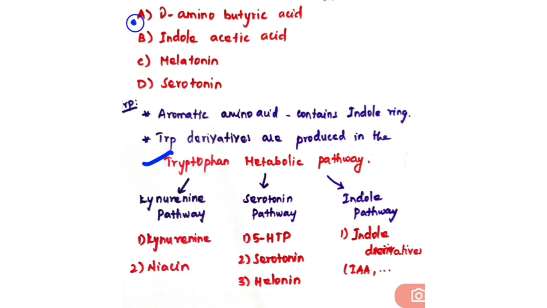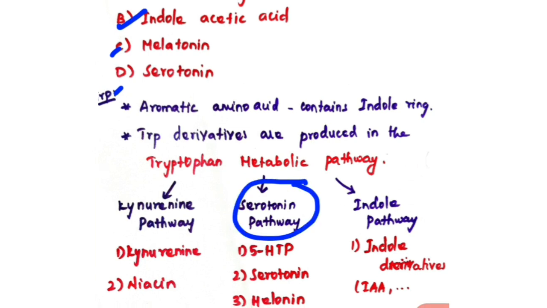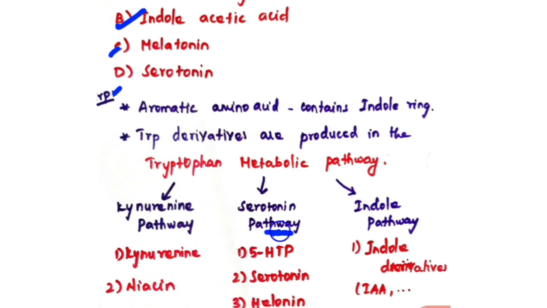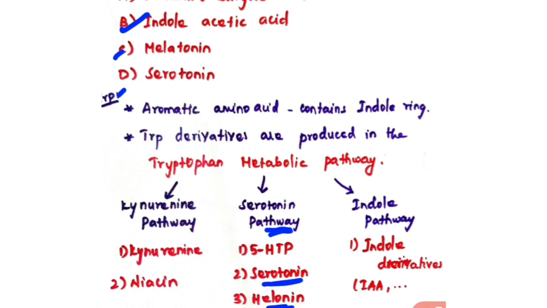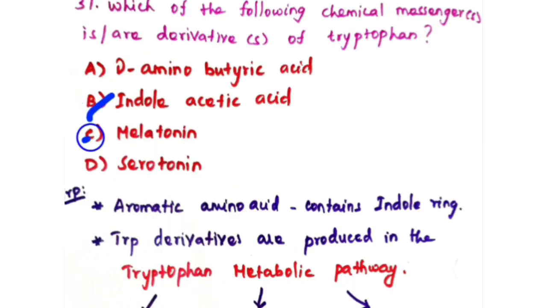So first one is gamma aminobutyric acid. Gamma aminobutyric acid is not a derivative of tryptophan. Then in the tryptophan metabolic pathway, you have 3 types: the kynurenine pathway, the serotonin pathway, and the indole pathway. Indole acetic acid is produced in the indole pathway. Melatonin and serotonin both are produced in the serotonin pathway. In the serotonin pathway, melatonin is an end product and serotonin is an intermediate product. The answer is B, C, D. So indole acetic acid, melatonin, serotonin are derivatives of tryptophan.